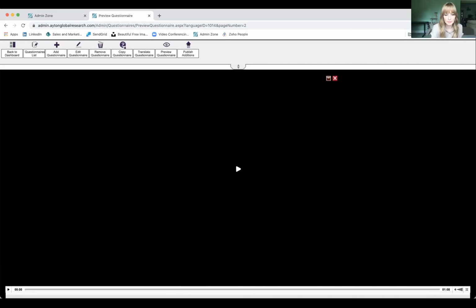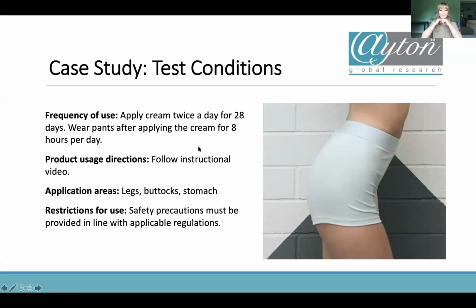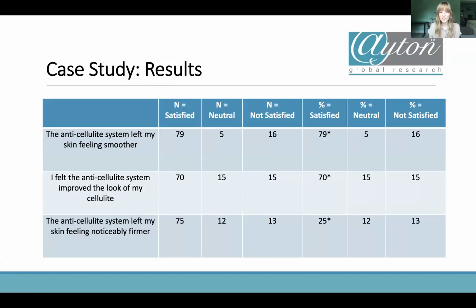Okay, let's come back to the presentation. As you can see, it basically means we've got really good control on the study because we know they're going to use the cream and the pants exactly how they've been told to in the video. That's a really good way of making sure that everyone's got the right instructions. And also we had to make sure there are safety precautions in that as well, which obviously are applicable to the regulations. So what were the results after we conducted the study?